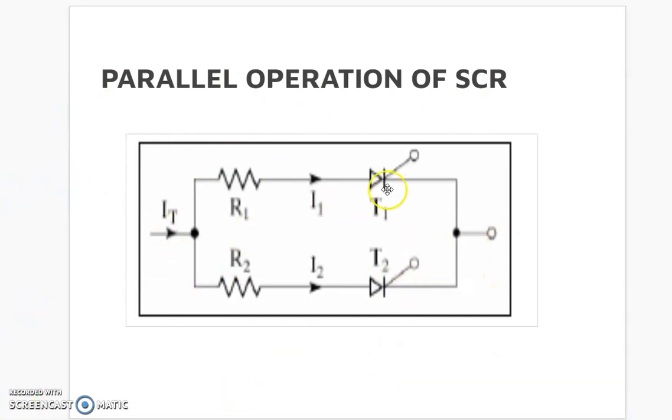parallel operation of SCRs, where SCRs are connected in parallel. This parallel operation is mainly used for withstanding the current rating. That is, when more current is required for operation than the rated current of the SCR, then we use SCRs in parallel.